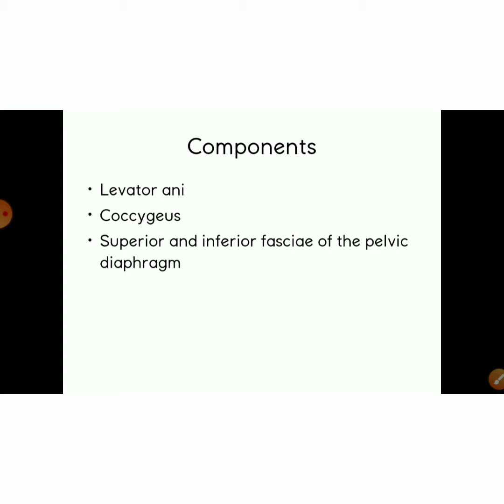The components of the pelvic diaphragm are levator ani and coccygeus. These two muscles will be present on each side, and two fasciae enclosing the muscles. They are the superior and inferior fascia of the pelvic diaphragm.